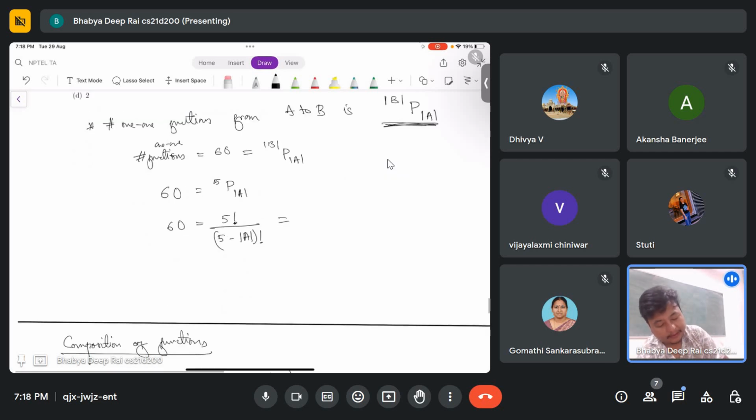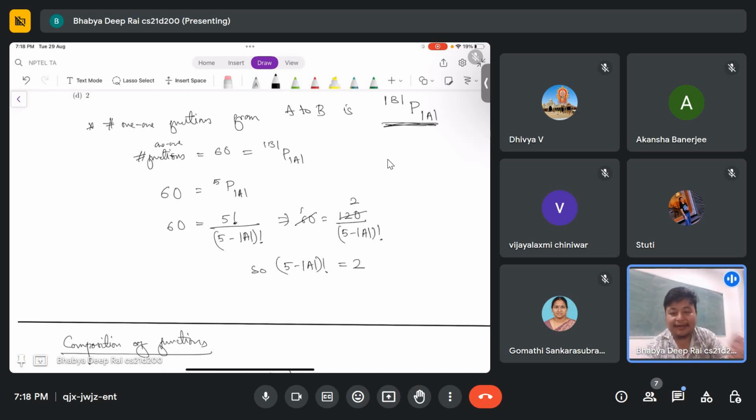Now 60 equals 5 factorial over something. What is 5 factorial? 5 factorial is 120, divided by (5 minus size of A) factorial. So 60 once, 60 twice is 120. So (5 minus A) whole factorial equals how much? 2.